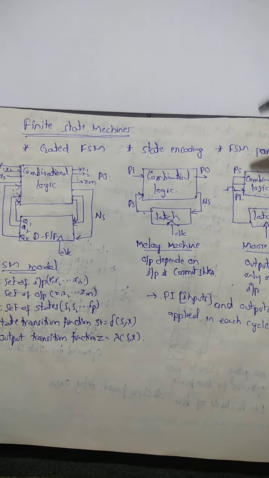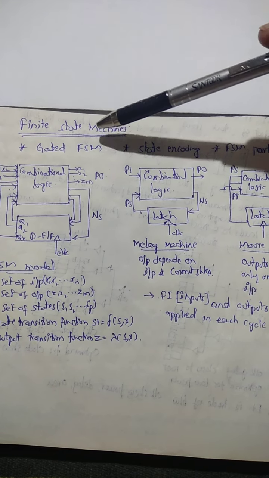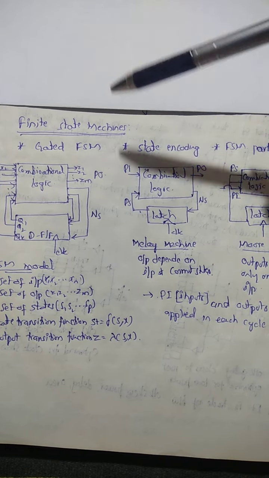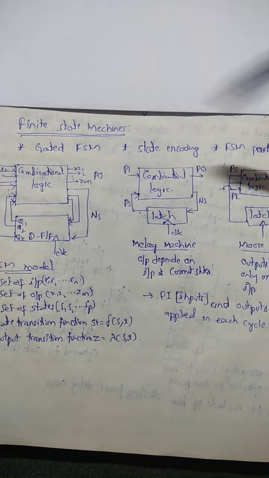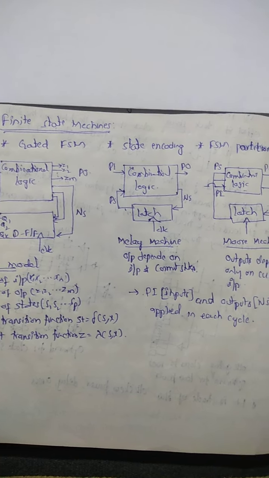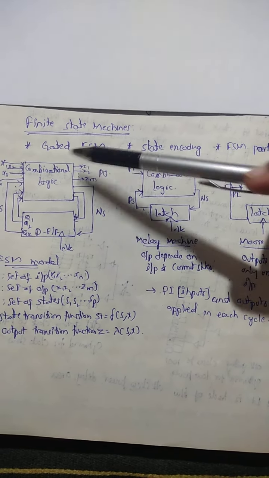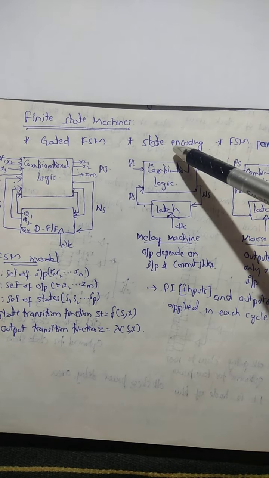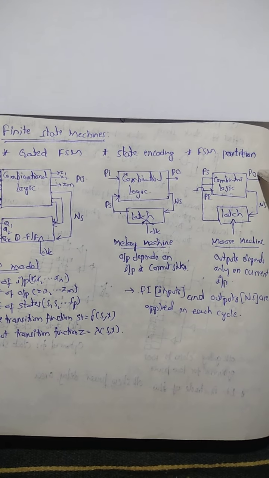In this lecture, as a part of minimized switching capacitance, we will read about the finite state machines. Here we have three techniques: one is gated FSM, next state encoding, and FSM partition.